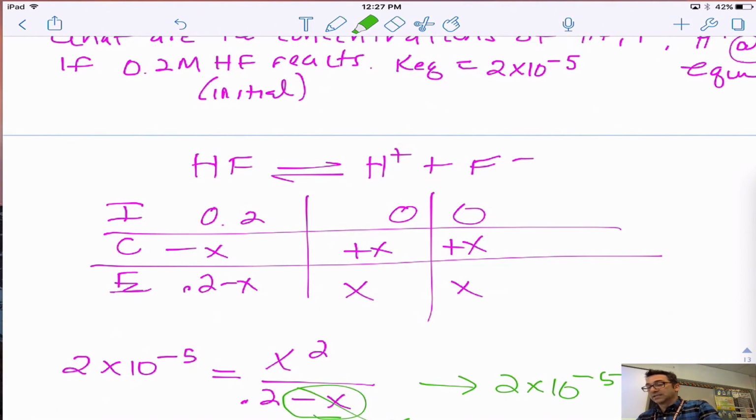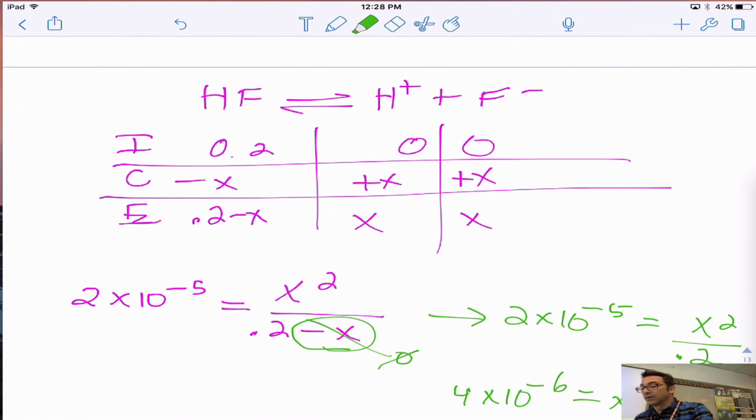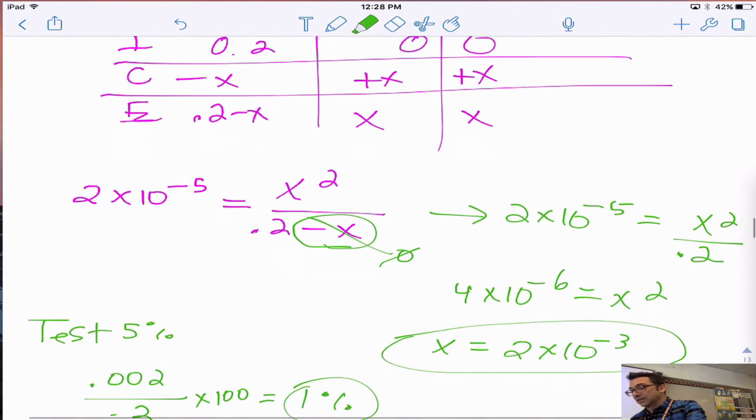And now we can see that our K value is very, very small, so we're going to go ahead and neglect x on the bottom. We're going to solve for x, and we get that x is equal to 2 times 10 to the negative third. Well, let's go through and test to see if this works with our 5% rule.